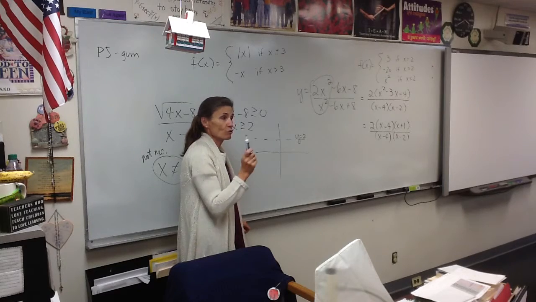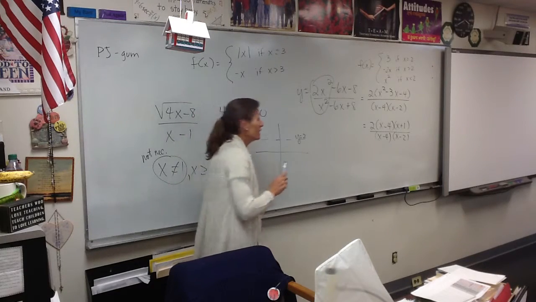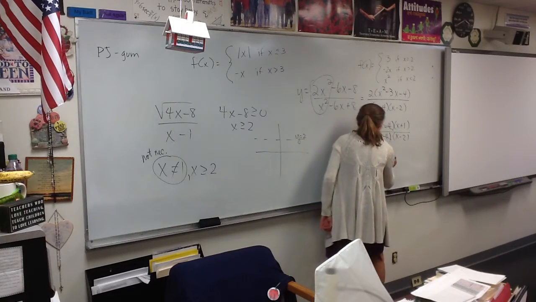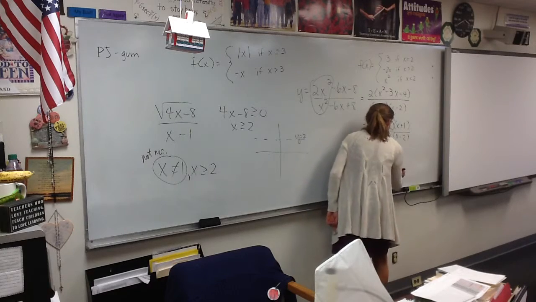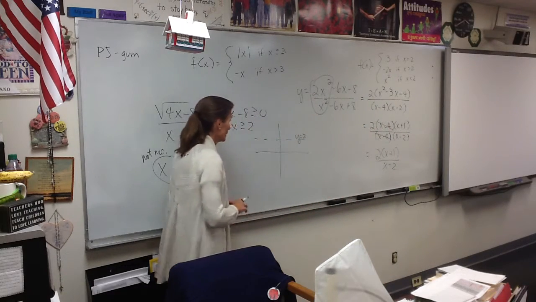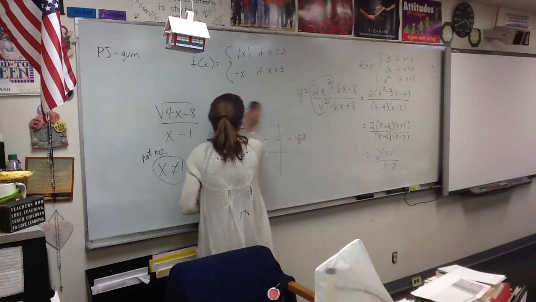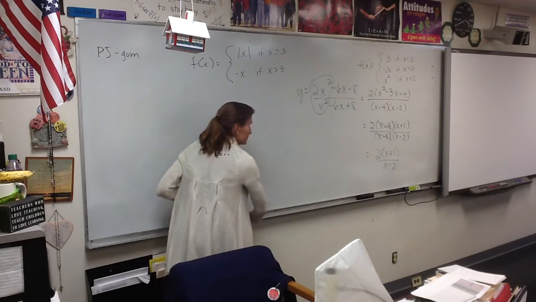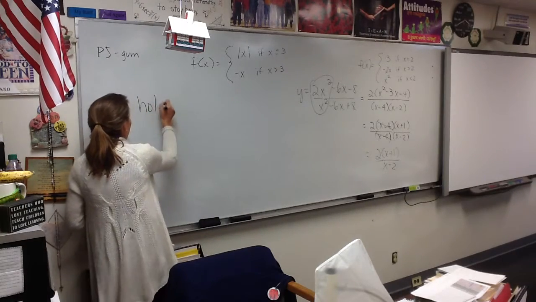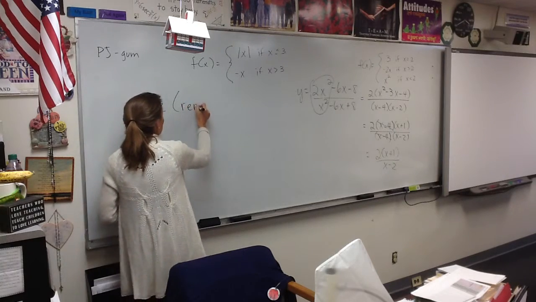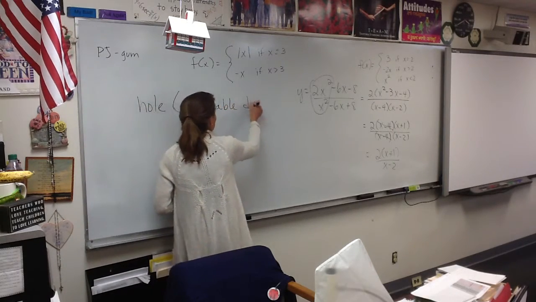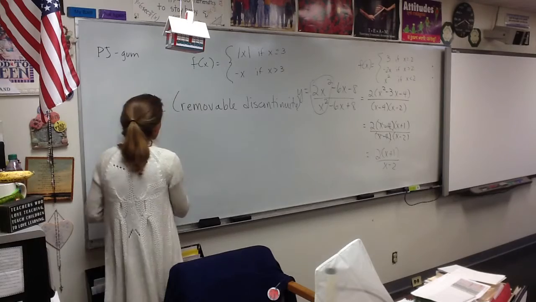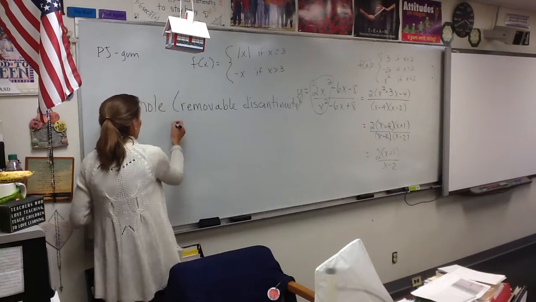Now, what do you notice right away? What do you notice? X minus 4, these guys will cancel, right? And the problem reduces to just this. Now, the fact that the problem reduces is huge. That means you have a hole, a removable discontinuity, at x equals 4.